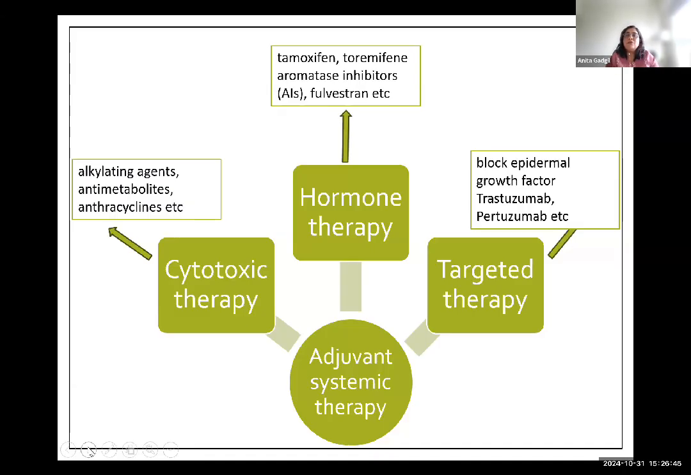Second is targeted therapy, which blocks epidermal growth factor receptor, for example, trastuzumab. So these are the three main components of systemic therapy, but a very well coordinated multidisciplinary team is the key to success in all these three.